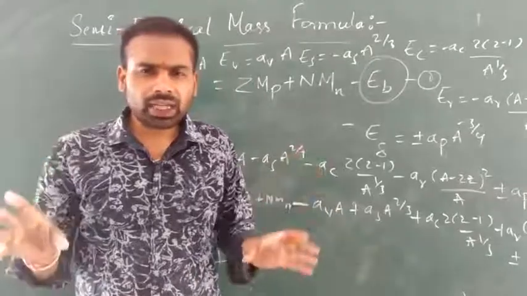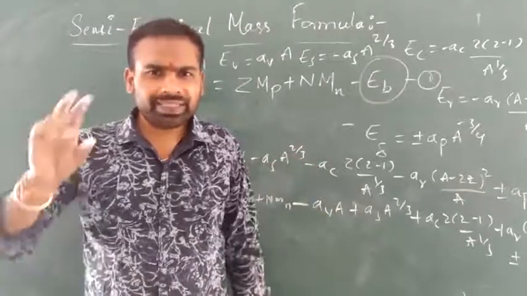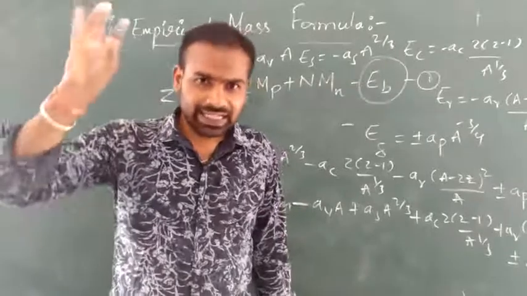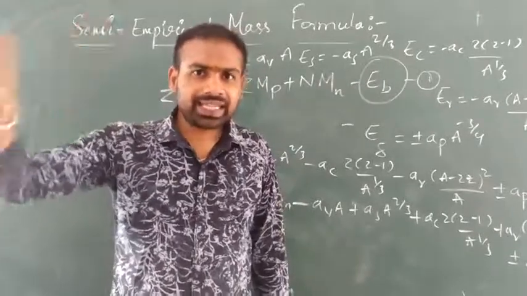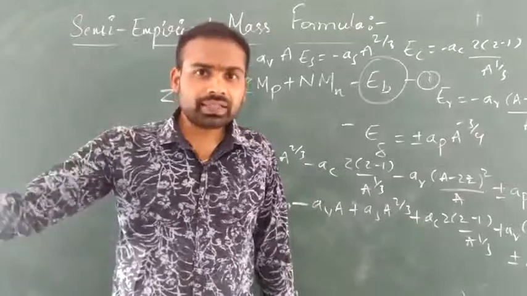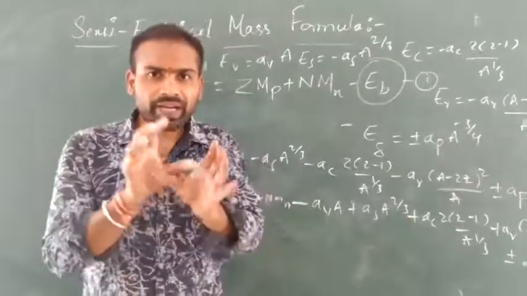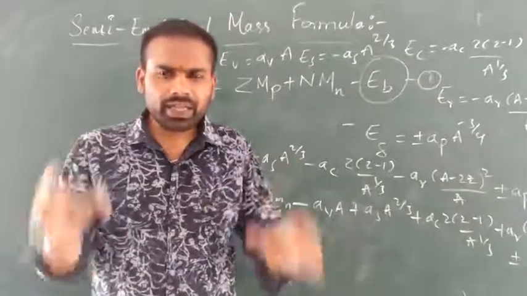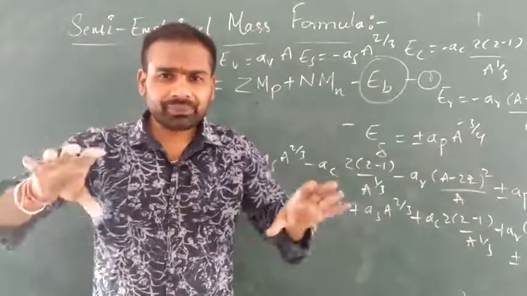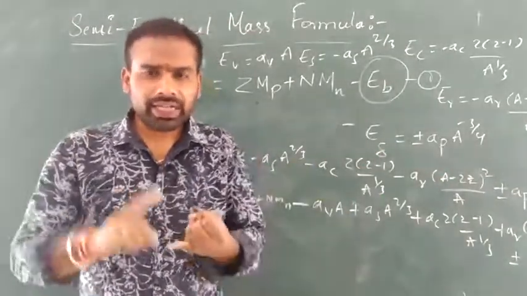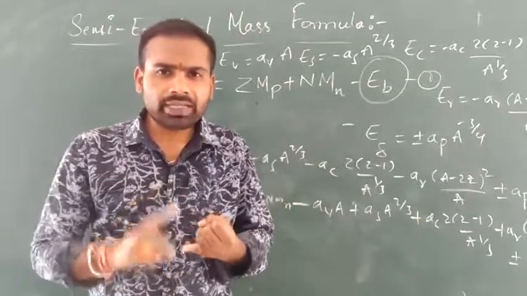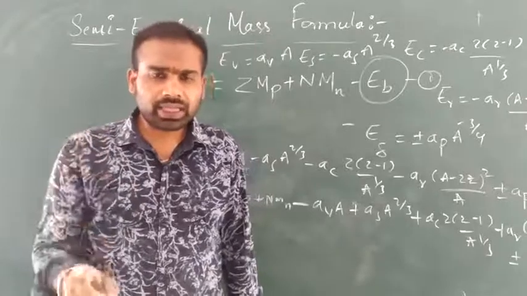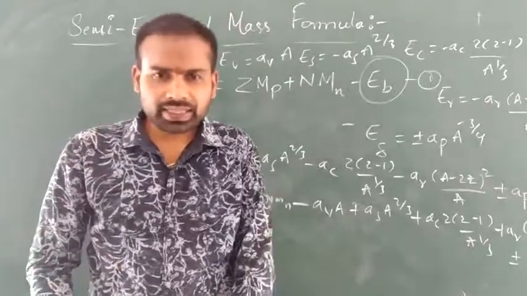Simple. The total mass is ZMP plus NMN, but there is a correction term, minus EB. That EB is EV plus ES plus EC plus ER plus EP. By finding all those values and substituting, you will get the semi-empirical mass formula. Very simple. This is a long answer. Explain the liquid drop model and obtain the semi-empirical mass formula. This was already asked previously and is a compulsory question. It will come in your semester exam.